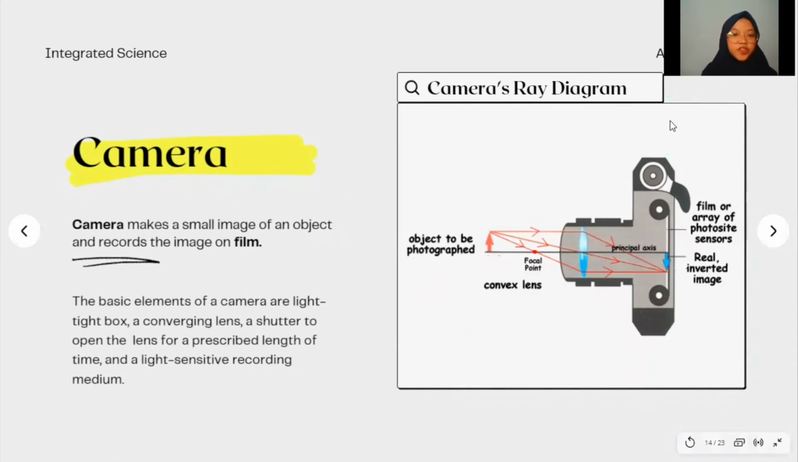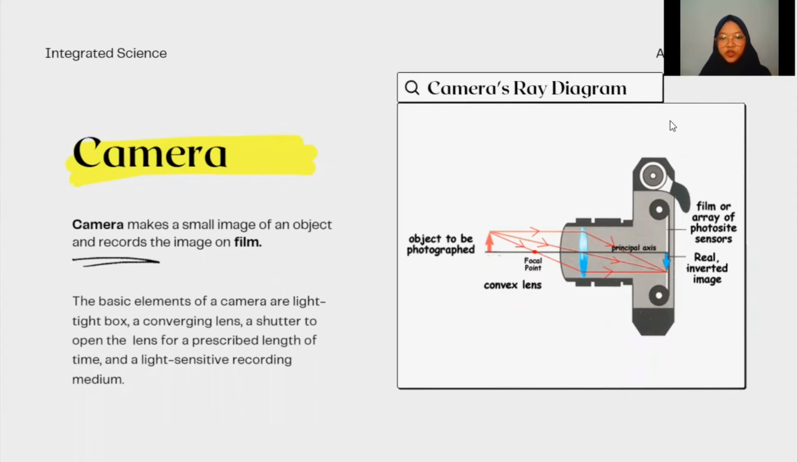Camera. The camera makes a small image of an object and records the image on film. The basic elements of a camera are a light-tight box, a converging lens, a shutter to open the lens for a prescribed length of time, and a light-sensitive recording medium. So we can see the camera ray diagram.